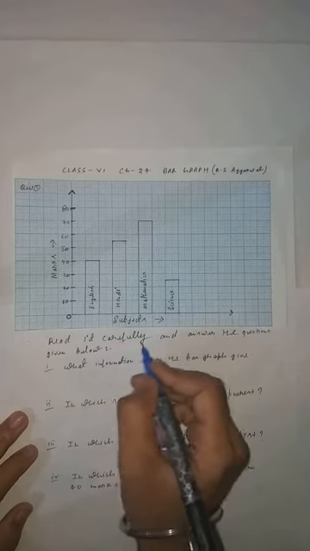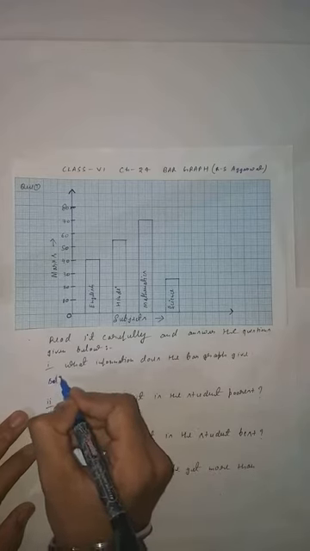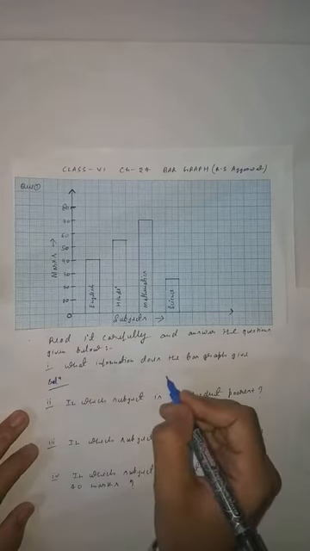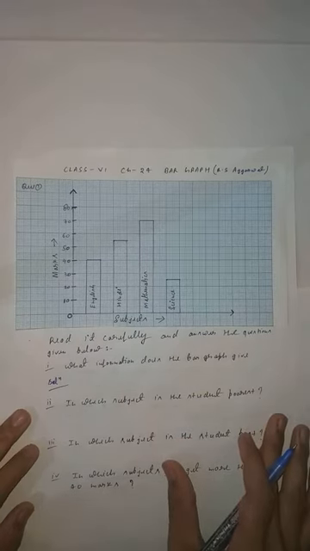Now read it carefully and answer the question given below. So you have to give the answer. The first one is given. What information does the bar graph give? Clear, student? So you will write the information, meaning what type of information you are getting from the bar graph?